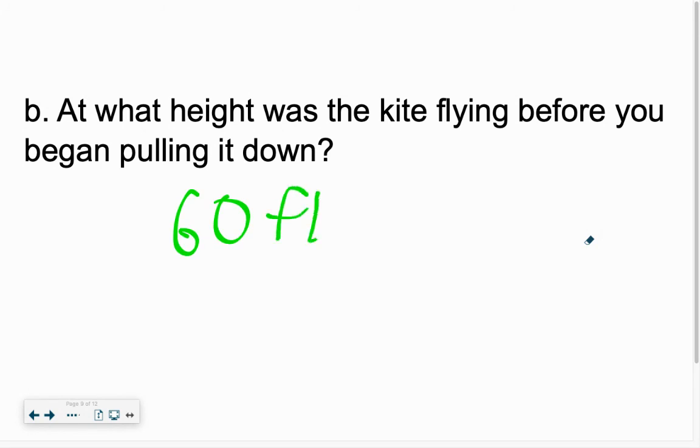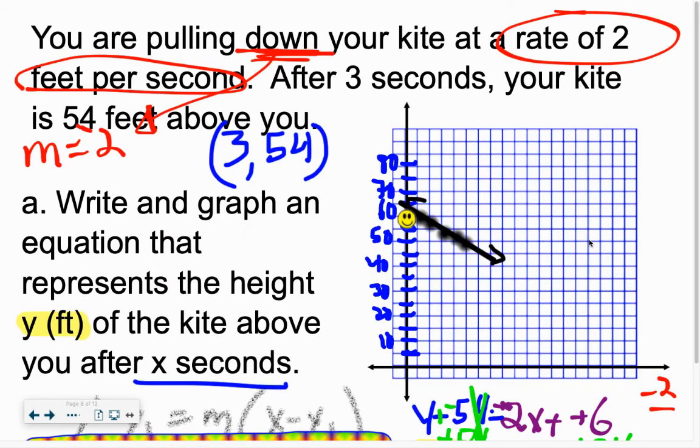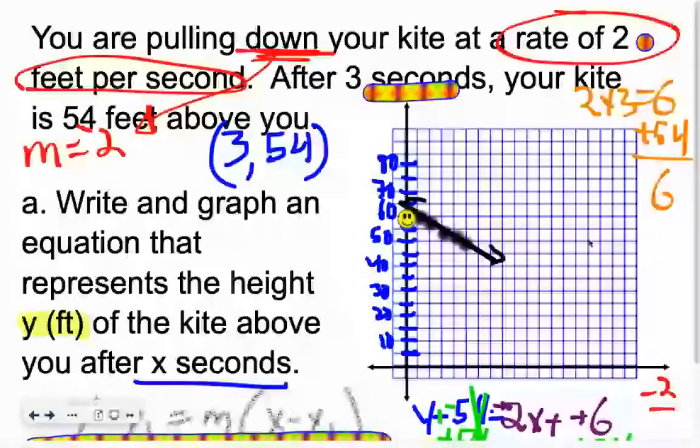Label, 60 feet. In class, someone else talked about another method. They said, well, wait, if the kite's going down 2 feet every second, and we've gone for 3 seconds, then I'm going to take 2 times 3, which gives me 6. So let's just add 6 back to 54. That gives me 60. Yes, that math works great as well. You can look at the graph and find it out. You can do math.